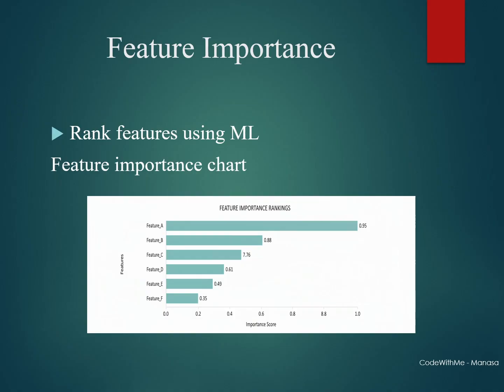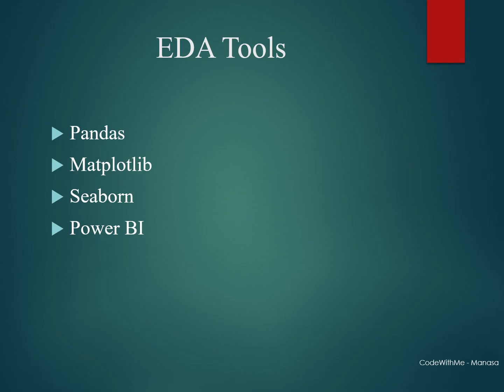And next, EDA tools. Let's see some EDA tools. For EDA, we commonly use pandas for data manipulation, as we know, and we use matplotlib for basic charts and visualization purposes, and seaborn for statistical plots, and Power BI, or else we can use Tableau also in place of Power BI, for creating dashboards. So these tools make EDA fast, visual, and effective.